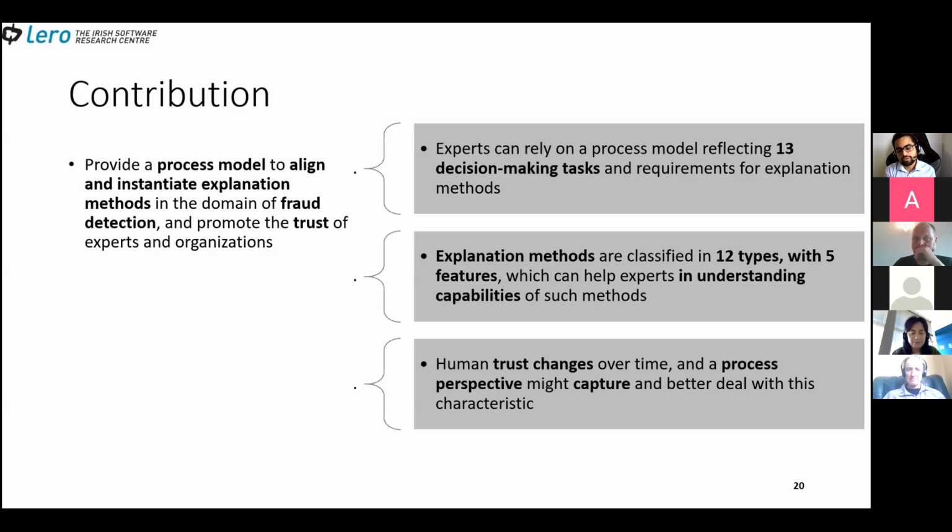Some researchers also recognize that human trust is mutable. It's not a static construct. So I believe that this process perspective I'm taking in my research might be able to capture these characteristics and help other researchers in dealing with such aspect. There is also a debate in the Explainable AI community on how to take into account user needs for developing explanations. And I believe that taking this information systems perspective, as I'm doing, can support and shed light on that direction, particularly in the domain of fraud detection.